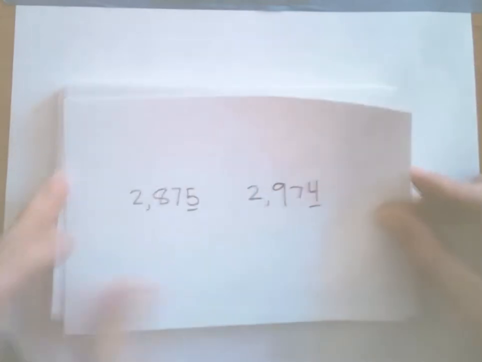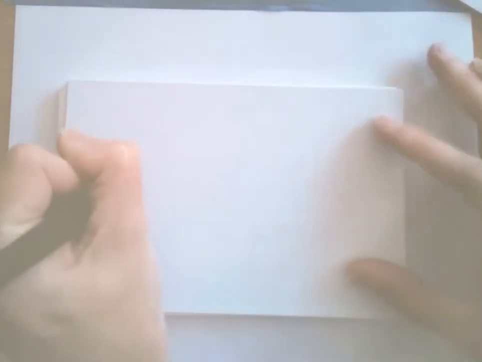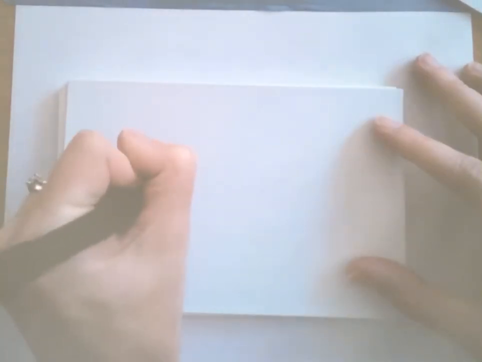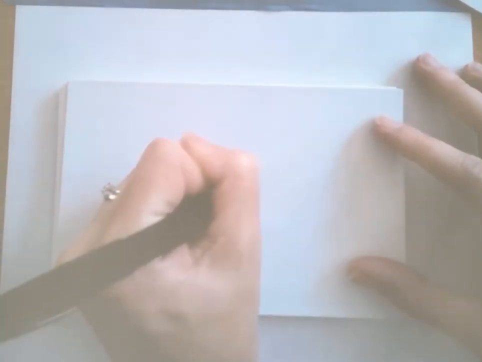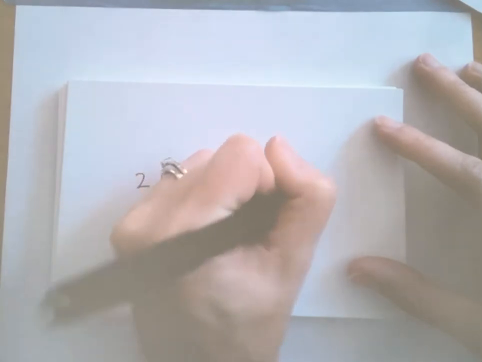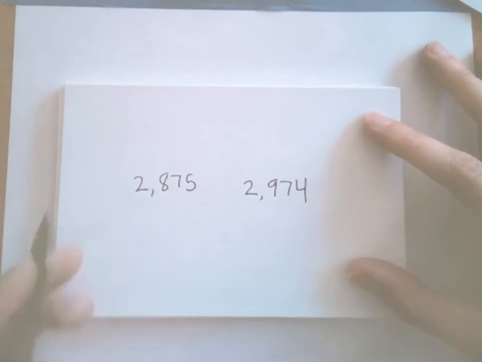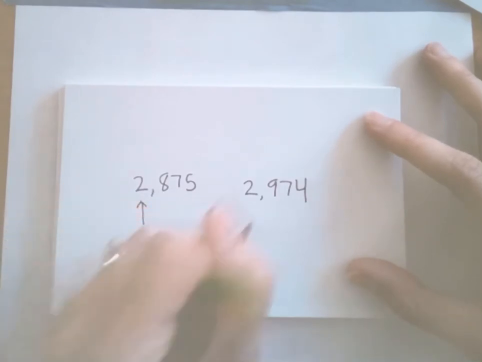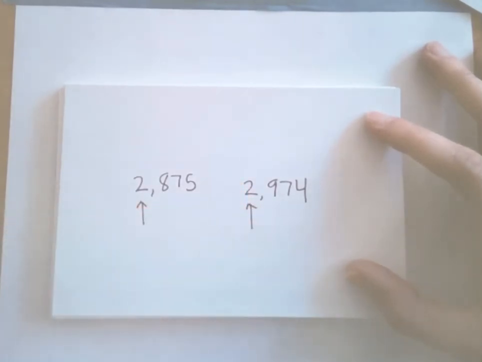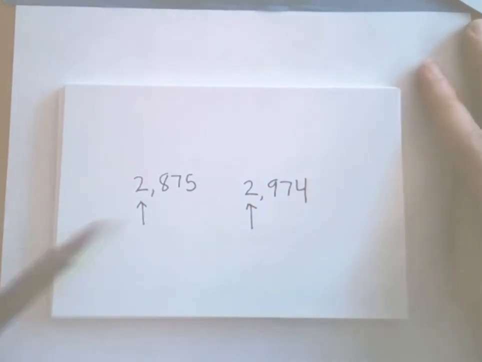So let's take these two numbers again. So I have 2,875, and I'm comparing it to 2,974. So I'm going to start with my biggest place value, my thousands. Is it any help to me? No, because they're the same. I can't compare them to figure out which is larger if my biggest place value is the same.